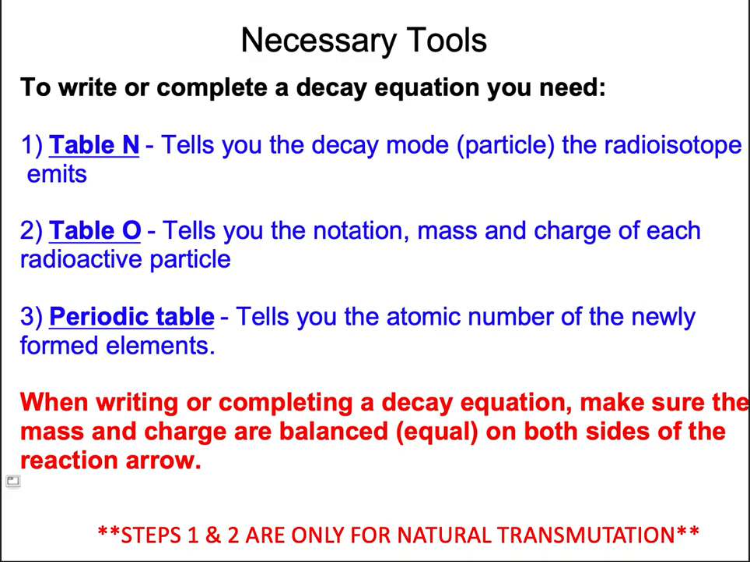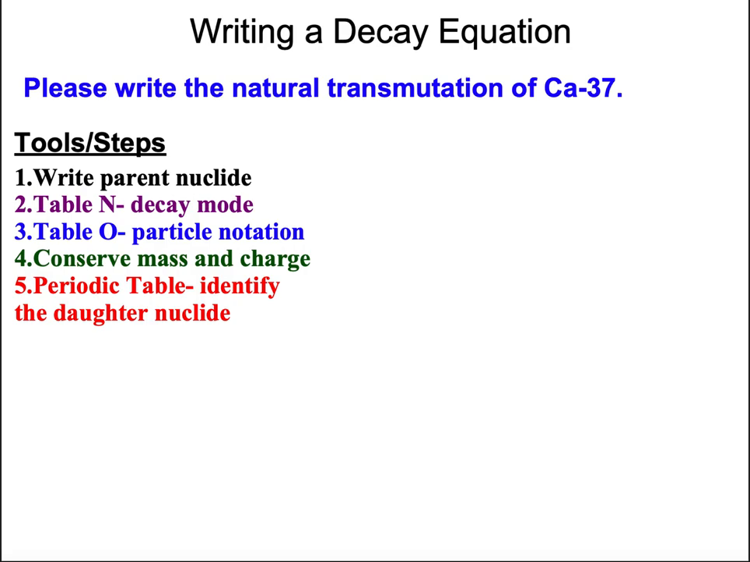Natural, there's a couple extra steps involving table N and table O. So let's say I gave you this problem. Please write the natural transmutation of calcium-37. There are different tools and steps that we can do. I'm going to go through these one by one, but first we have to write the parent nuclei.